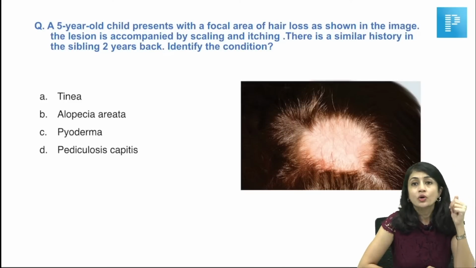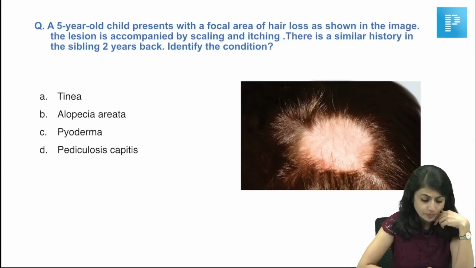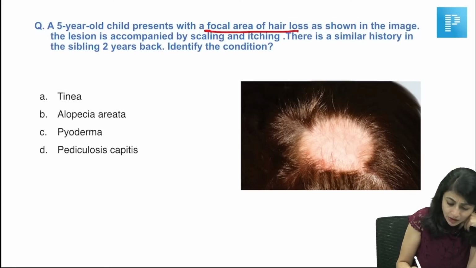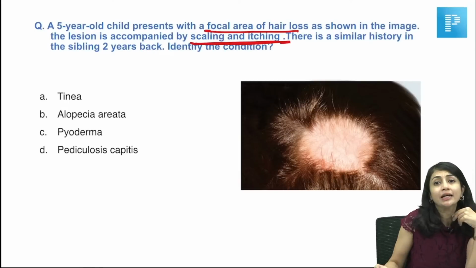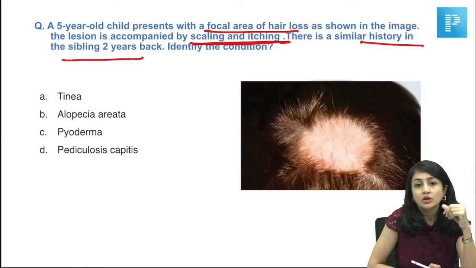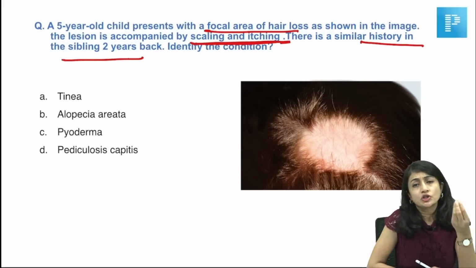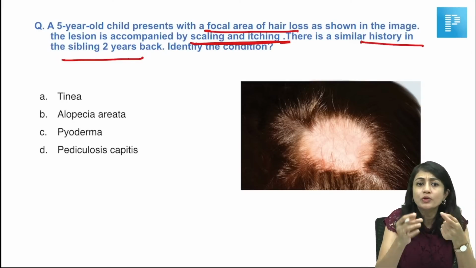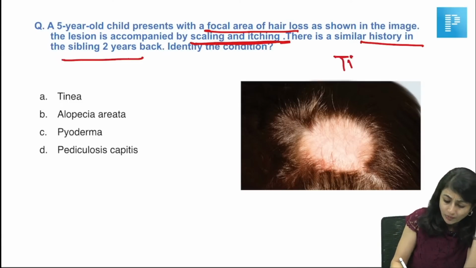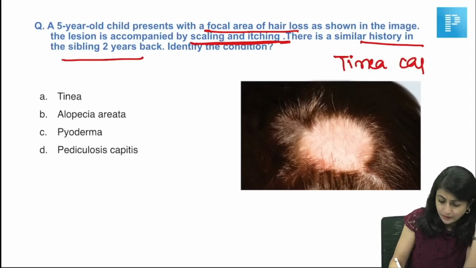Clear. So I think this is another question which you guys were mentioning. A 5-year-old child presents with focal area of hair loss as shown in the image. So again I have a patchy hair loss associated with scaling and itching. There is a similar history in sibling 2 years back or 2 years old, I am not sure. So identify the condition. Very easy. I have a patchy alopecia with scaling, with itching, with a positive family history. I know I am dealing with Tinea capitis.